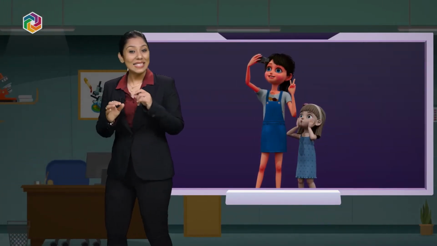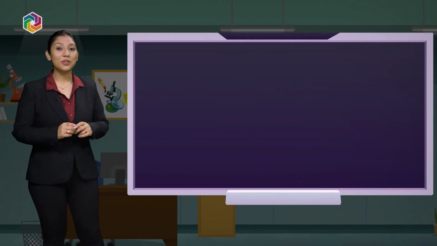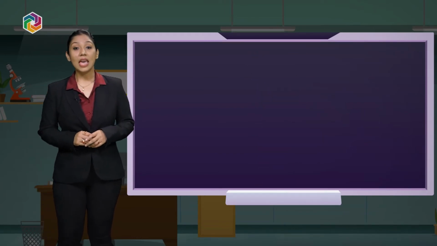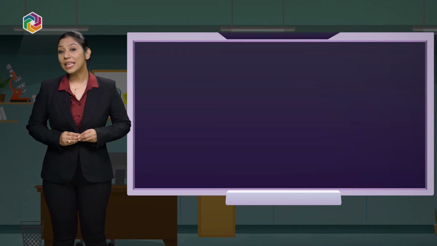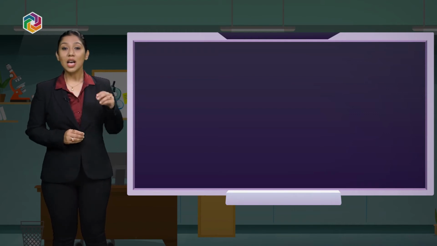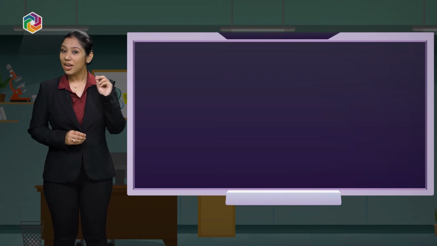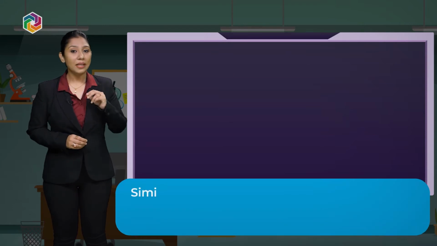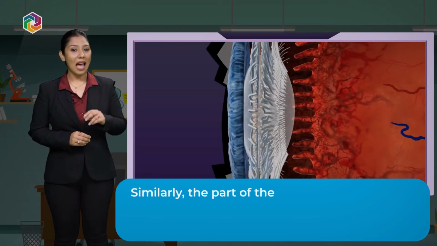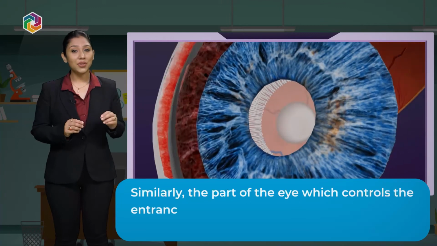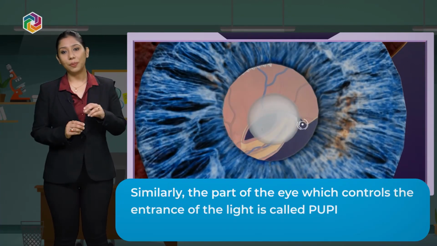Click, click, say cheese. Do you know light plays an important role in clicking pictures? Then who controls the light in the camera? It is a small device called shutter. Similarly, the part of the eye which controls the entrance of the light is called pupil.